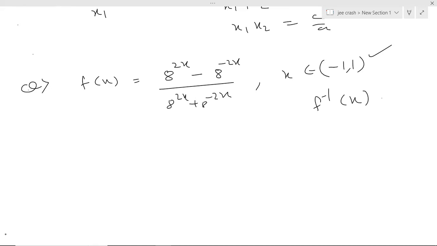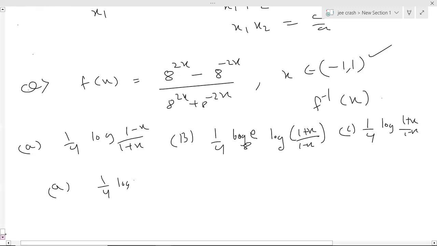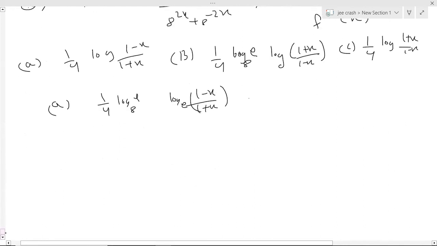All right. Let me tell you the options also, then you will get some idea. 1 upon 4 log of 1 minus x upon 1 plus x. 1 upon 4 log e to the base 8 of log 1 plus x upon 1 minus x. 1 by 4 log 1 plus x upon 1 minus x. 1 by 4 log e to the base 8 of log e 1 minus x upon 1 plus x. Do you guys want me to solve this?